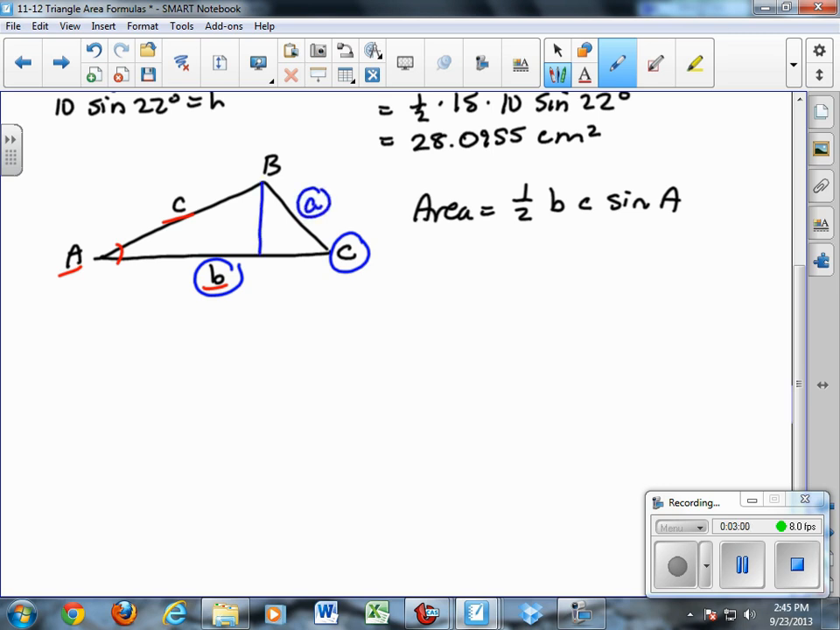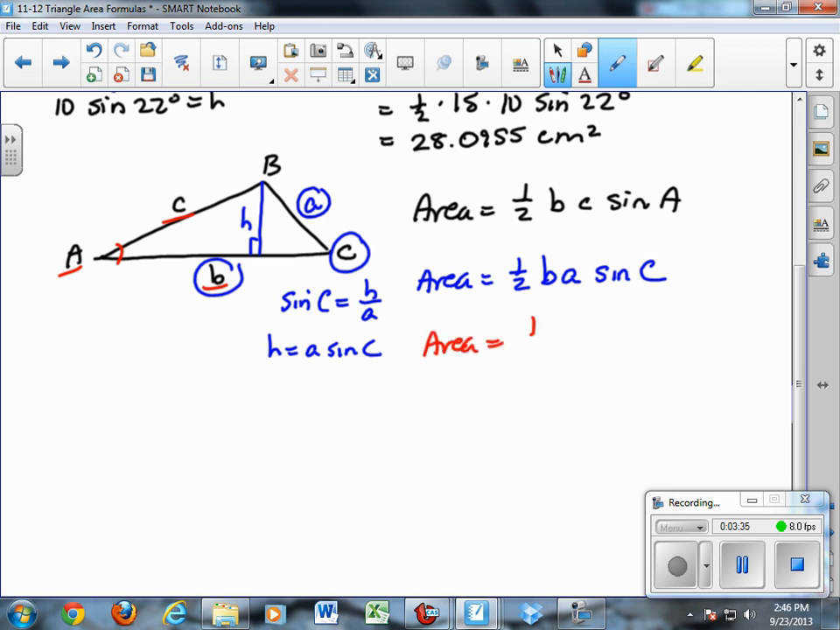I could drop a perpendicular line down. I could say that sine of C is equal to H over A, and could say that H is equal to A sine of C, and I could have area is equal to 1/2 BA sine of C. And you could probably imagine that I could also do area is equal to 1/2 AC sine of B. Now that one's a little trickier to draw.